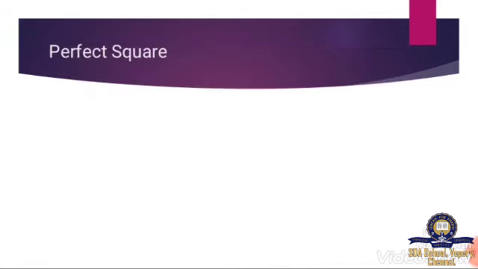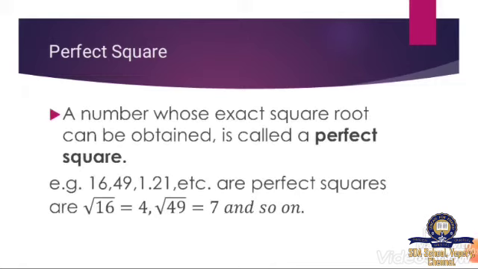Now, can anyone say the definition of a perfect square? Yes. A number whose exact square root can be obtained is called a perfect square. For example, 16, 49, etc. are perfect squares. Root 16 is equal to 4. Likewise, root 49 is equal to 7, and so on.